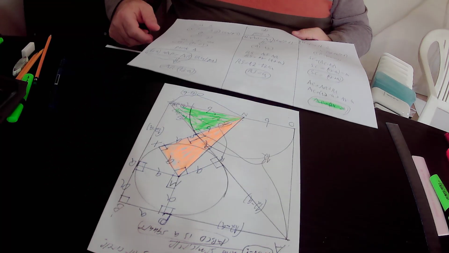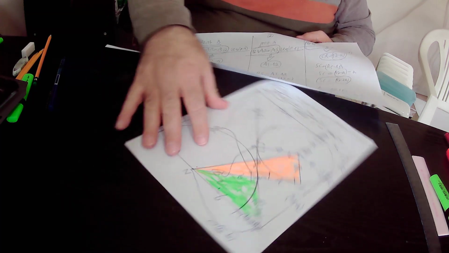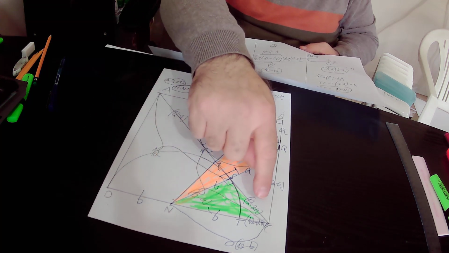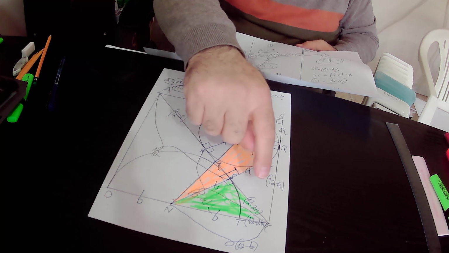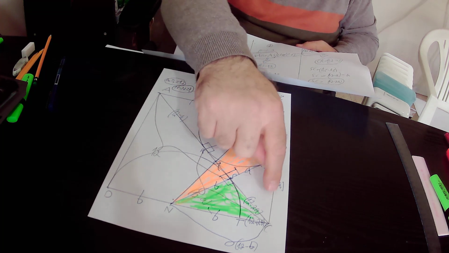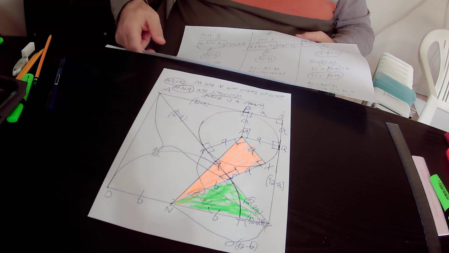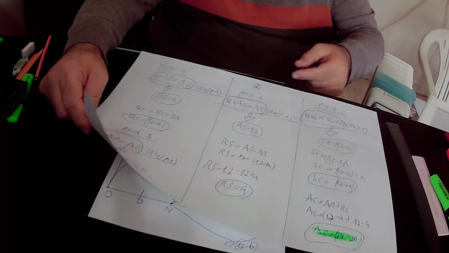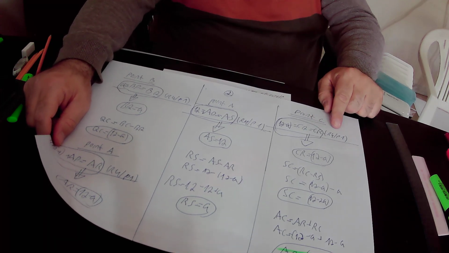Okay, then we focused on the external point C. From the external point C, we have two tangents to this circle. We have tangent CQ and tangent CR. And according to rule number 1, the lengths of those two tangents must be equal to each other. So here CQ must be equal to CR according to rule number 1.